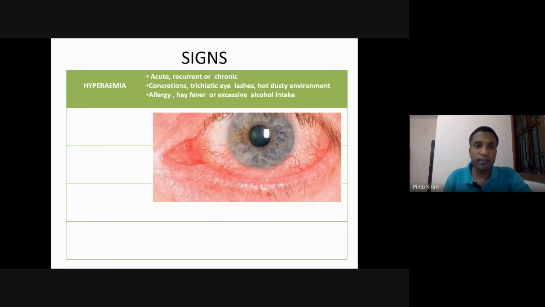What is hyperemia? Hyperemia means the redness of the conjunctiva. So what are the causes for this? The redness can be acute, recurrent or chronic in nature. Any foreign body within the sac will produce redness. Any trichiatic eyelashes rubbing the cornea or the conjunctiva will produce redness. Similarly, any allergic reactions or alcohol intake, that is very important, because that will cause vasodilatation, because of which the eye looks hyperemic.